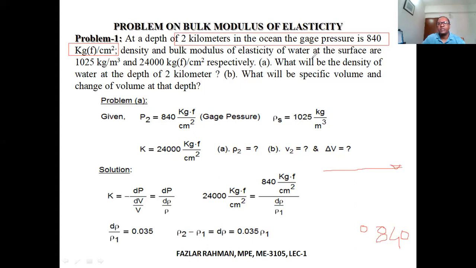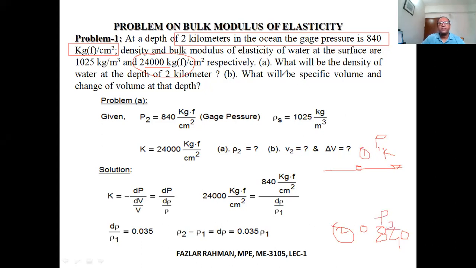Density and bulk modulus of elasticity at the water surface are 1025 kg per meter cube and 24,000 kg per centimeter square. That means at the top surface, if I say this is point 1 and this is point 2, density rho is given as 1025 kg per meter cube. And bulk modulus of elasticity K is given. These two values are given for the top surface, and at the bottom only pressure is given. I can say this is P2.